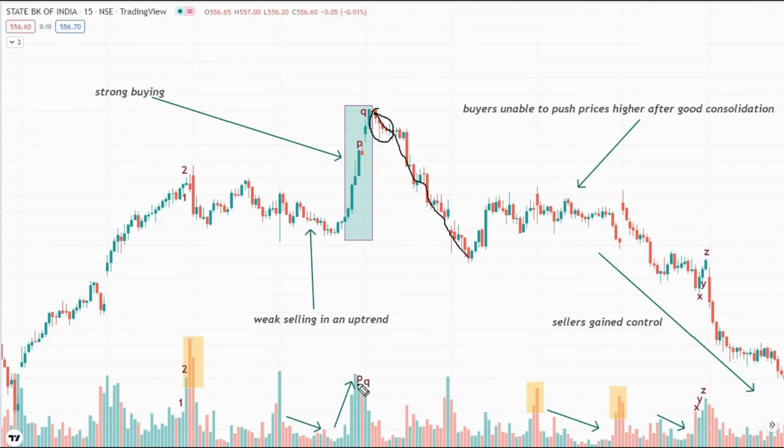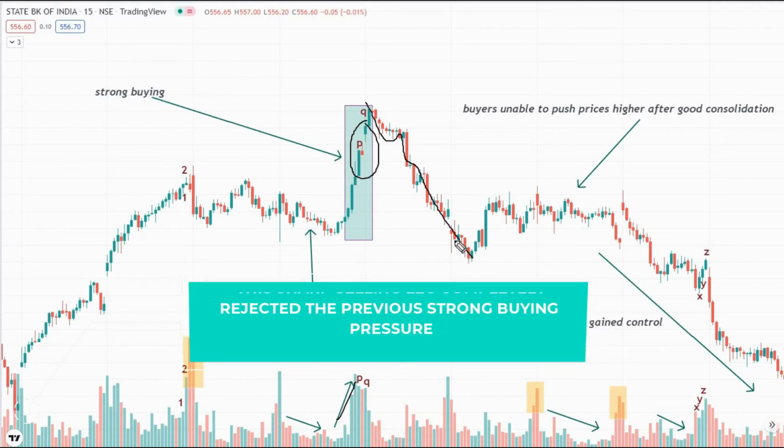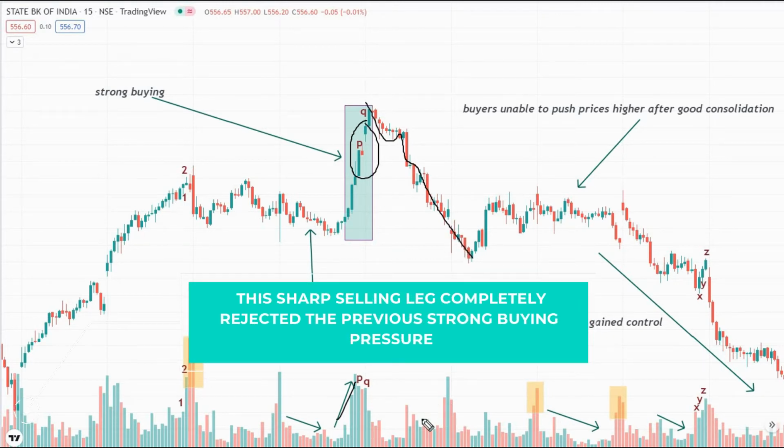So after this price and volume divergence, what happened? Prices couldn't continue the upward momentum. Now this is a very important clue. After the strong buying momentum, what is the expectation? That prices after taking a pullback should again continue the upward momentum. But what happened? After this huge buying volume and then we see a price and volume divergence, prices reversed aggressively towards the downside, with very good volumes.